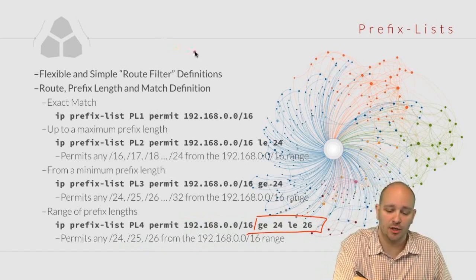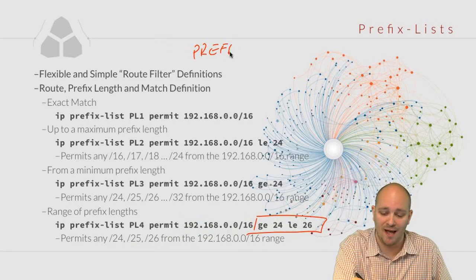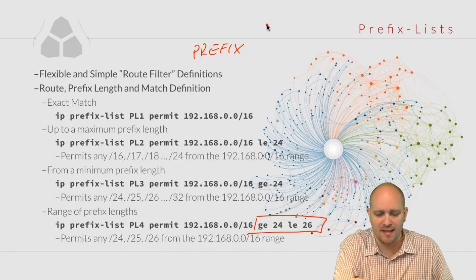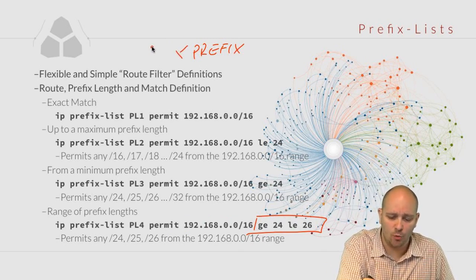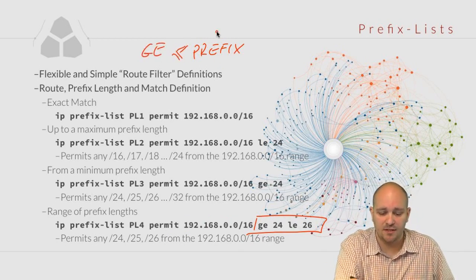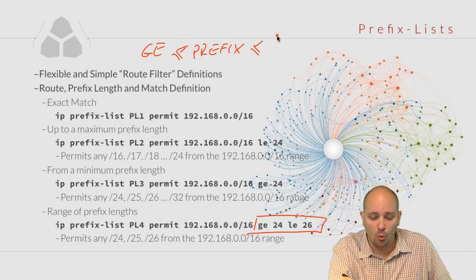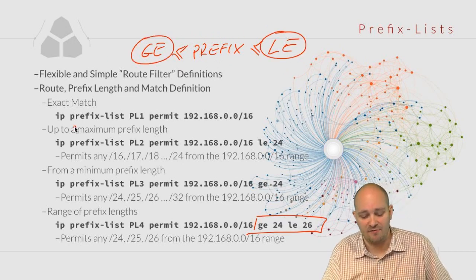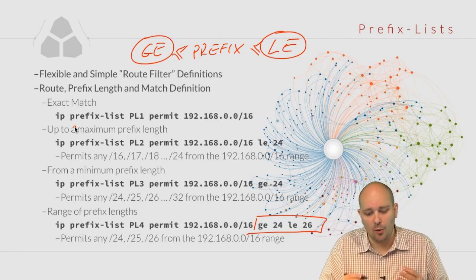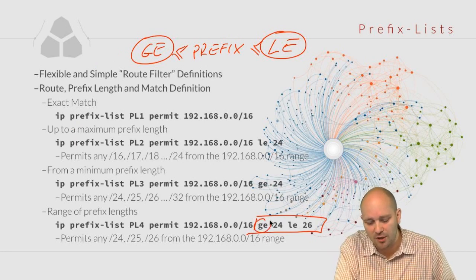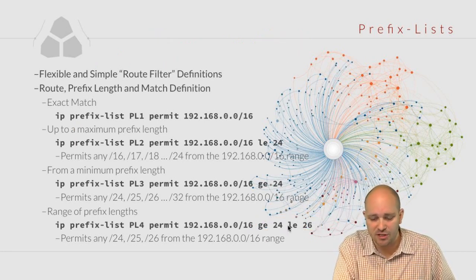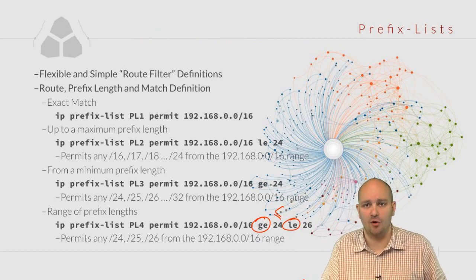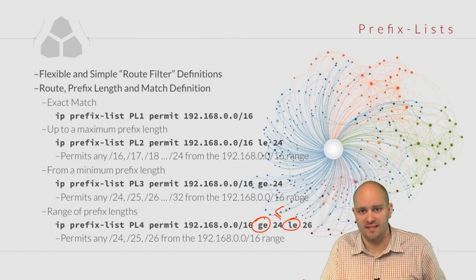So if we had a prefix that we wanted to match, it needs to be greater or equal than whatever we specified as the GE value, and it needs to be lower or equal than whatever we have specified as our LE value. Another hint: when you are not sure whether you need to type GE or LE first, keep in mind that the GE value needs to be lower or equal than the LE value. Otherwise, IOS is going to reject this syntax.